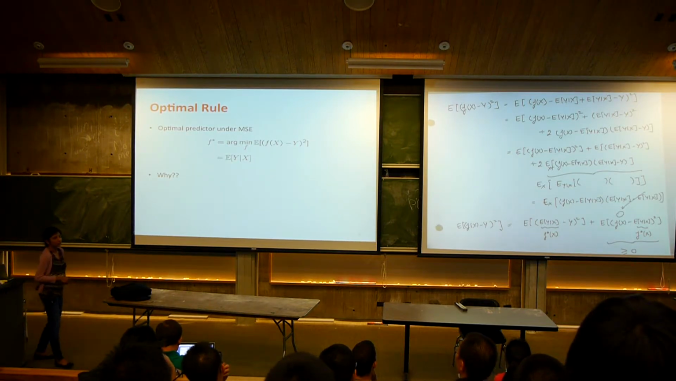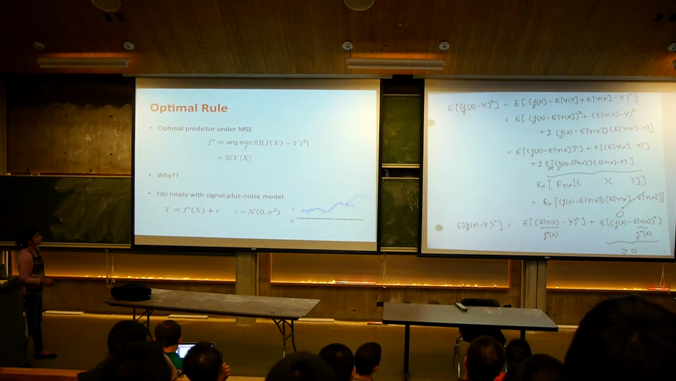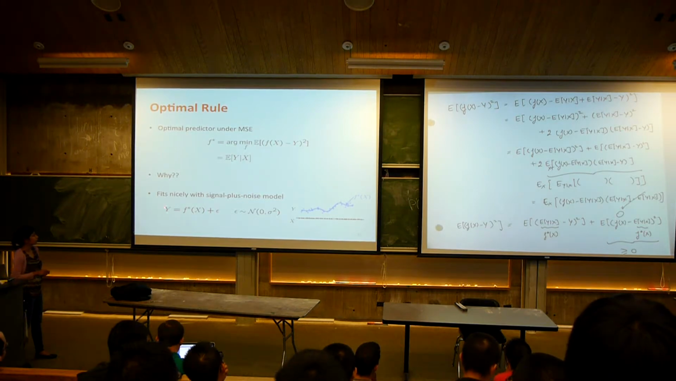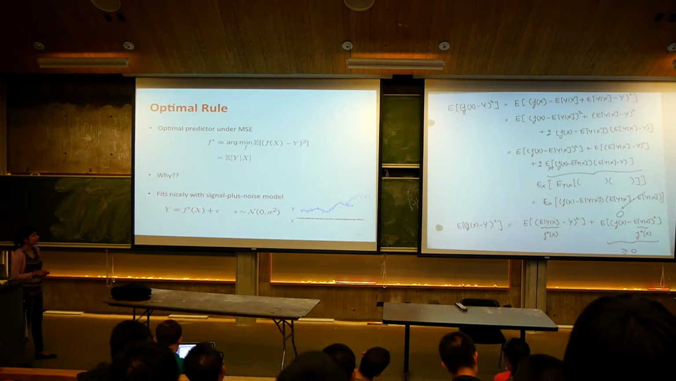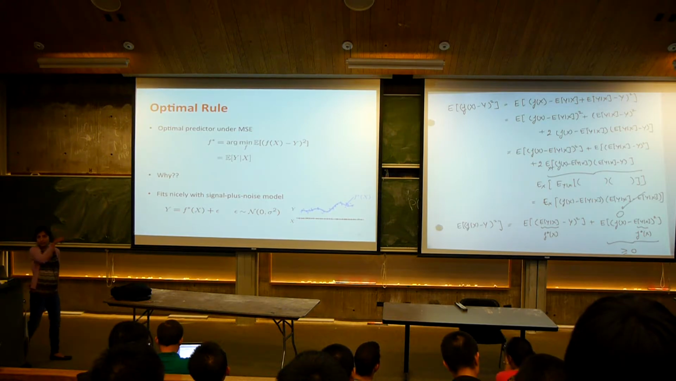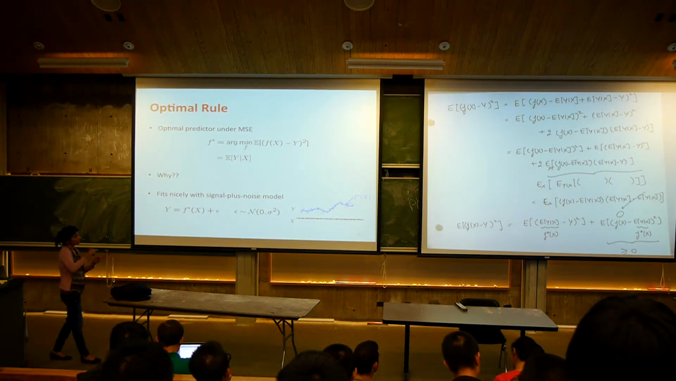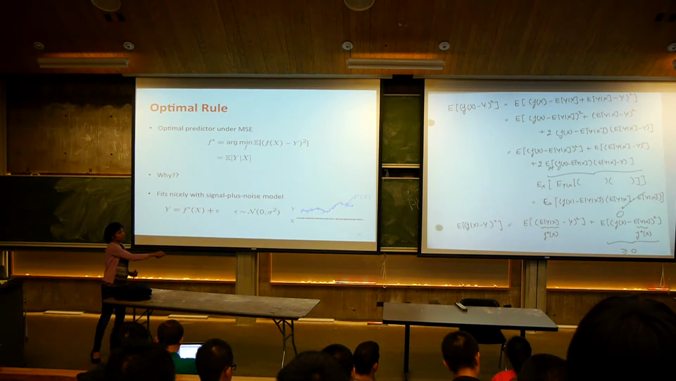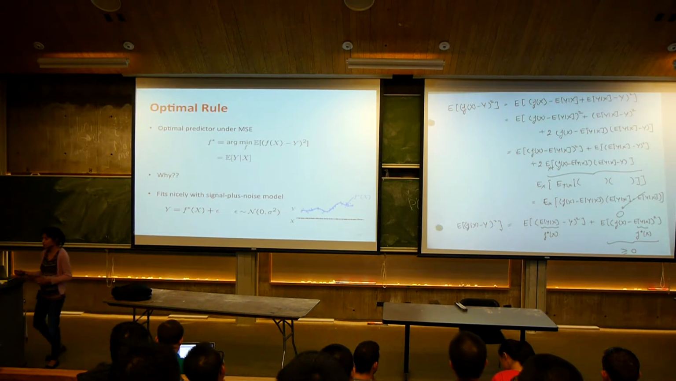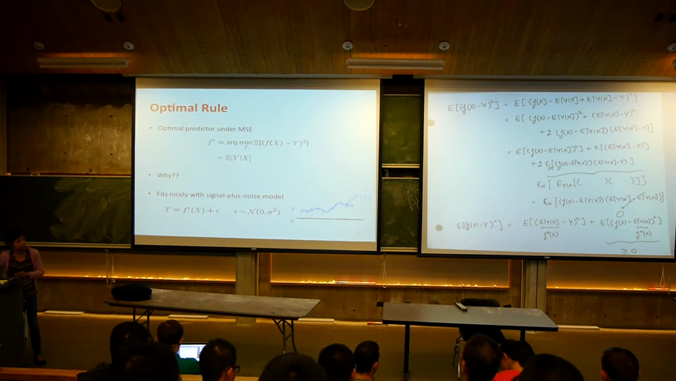Right? Everybody okay with that? It actually has, as I said, a nice interpretation in terms of the signal plus noise model. If you want to think of your data as generated by some underlying function plus noise, then that function f star x is indeed just the expected value of y given x, right? You just have noise added to your function, and the best predictor is when you get rid of the noise. It's the function that you will get.